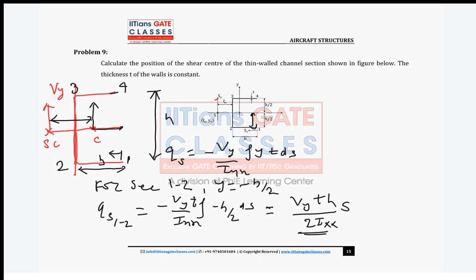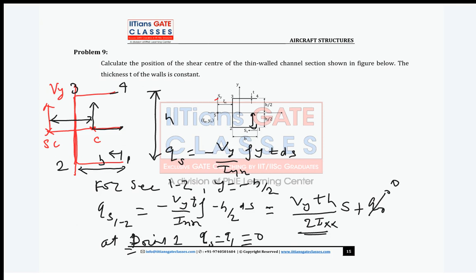Now guys, at point 1, what is the shear flow? Your QS is equal to Q1 and it is 0, right? So that means here there will be an integral constant. When you integrate, there will be a constant, the integral constant Q naught. So when you substitute this condition, what do we find for Q naught? It is 0. So that means this is 0.